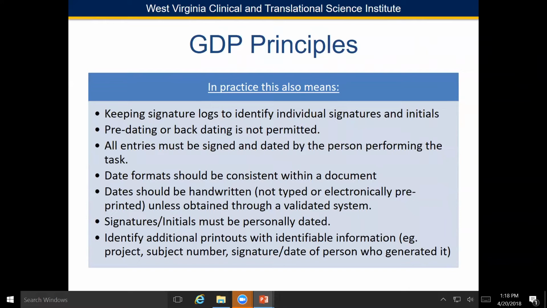So if you're printing out something and it's not clear from that printout information, you can include the project number, the subject information, the signature and date of the person who generated it, so that if that sheet doesn't get put into the binder at that immediate time, we know where to file it.